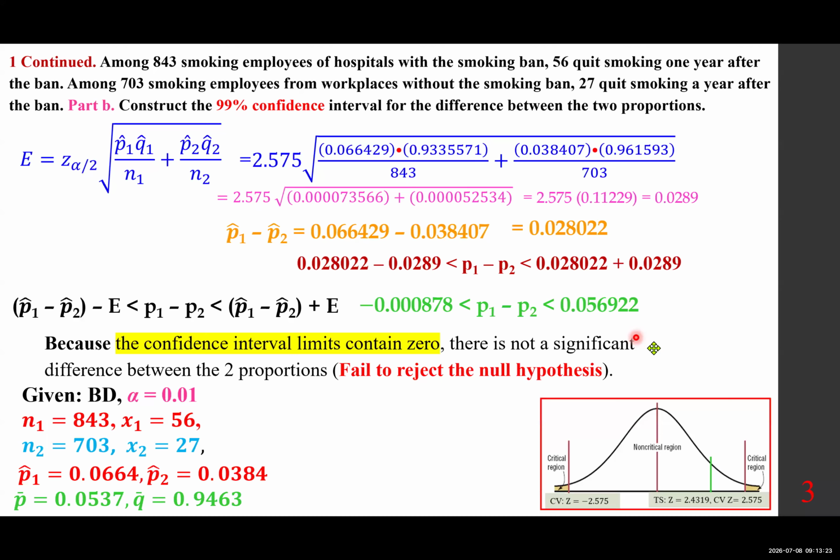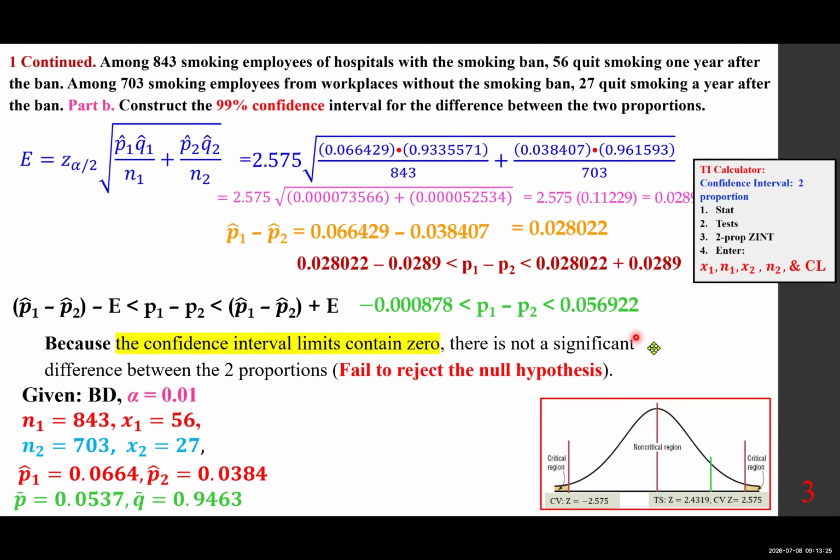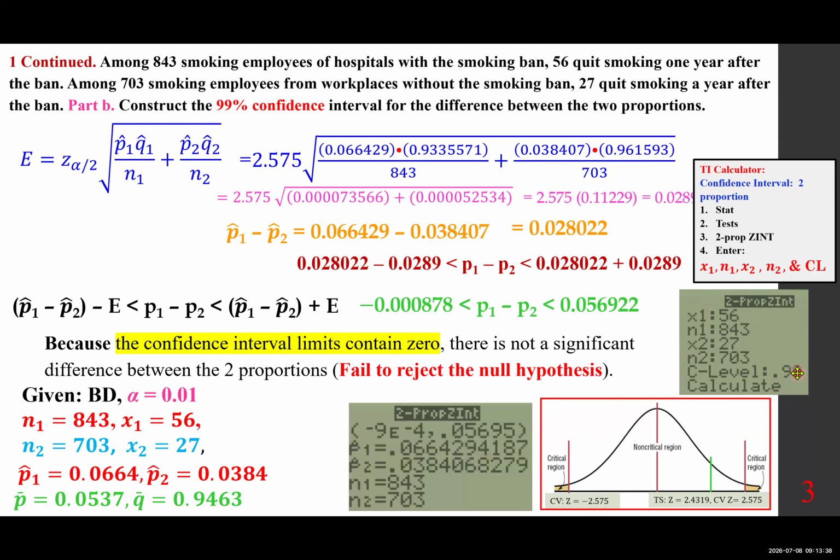That's the idea. Now, on the TI calculator, we're going to select the confidence interval for two proportions. And again, we put X sub 1, N sub 1, X sub 2, N sub 2, and the confidence level of 99% or 0.99. Notice the number it gives us. Now, this one is very close to what we have. What is this one again? I want to make sure everybody understands the meaning of this.